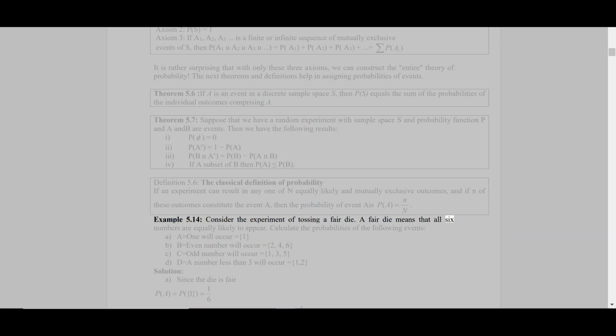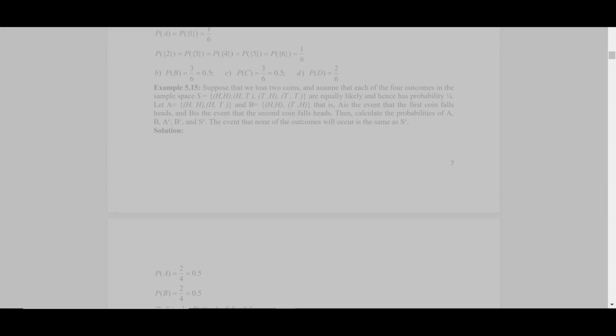A fair die means that all 6 numbers are equally likely to appear. Calculate the probabilities of the following events: A equals 1 will occur, equals {1}; B equals even number will occur, equals {2, 4, 6}; C equals odd number will occur, equals {1, 3, 5}; D equals a number less than 3 will occur, equals {1, 2}. Solution: since the die is fair, S equals {1, 2, 3, 4, 5, 6}, so P(A) equals 1/6, and P(B), P(C), P(D) follow in the same way.